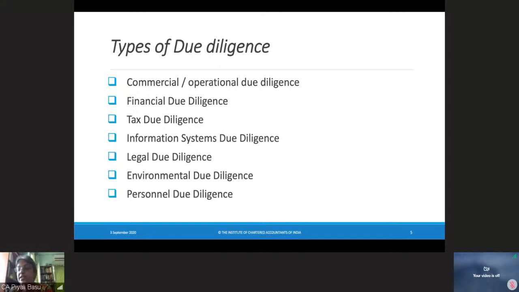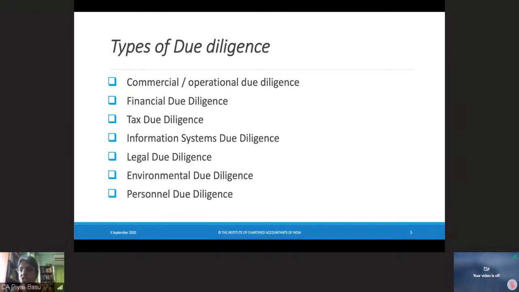Environmental due diligence, whether the environment itself is conducive for operation. It includes whether the acquirer can adapt to the environment, so that has to be looked into, and including the personnel due diligence. People, the investor talks to the people. The investor comes and talks to the people to give them comfort, to feel the pulse of their human resources, because they always feel shaky.